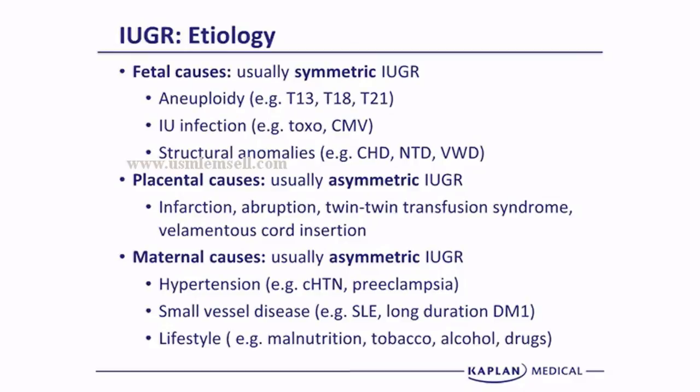The organ that determines the size of the abdomen is the liver. And so you have a small abdomen, but the head may be somewhat smaller, but it is compensatorily protected by this preferential shunting. So those are some of the causes of symmetric IUGR and asymmetric IUGR.